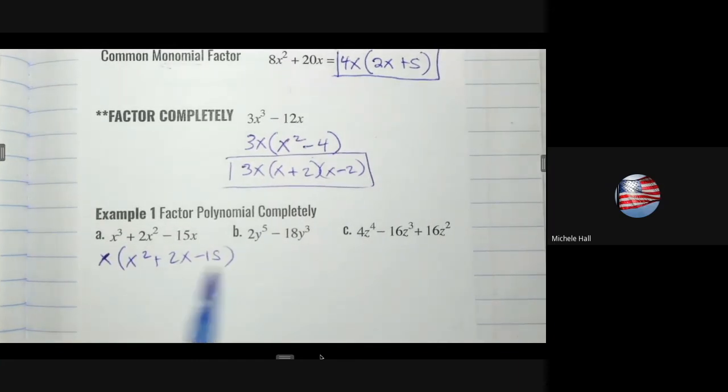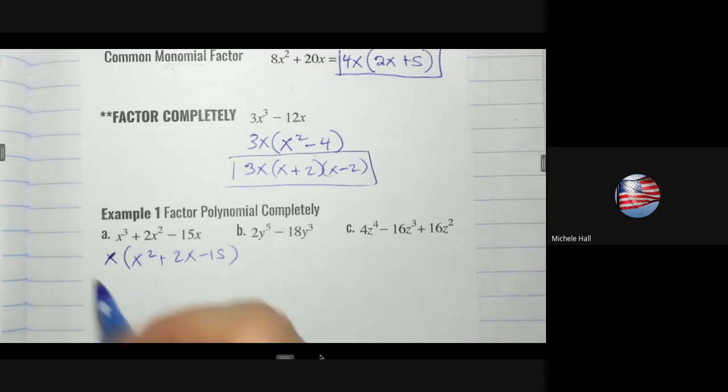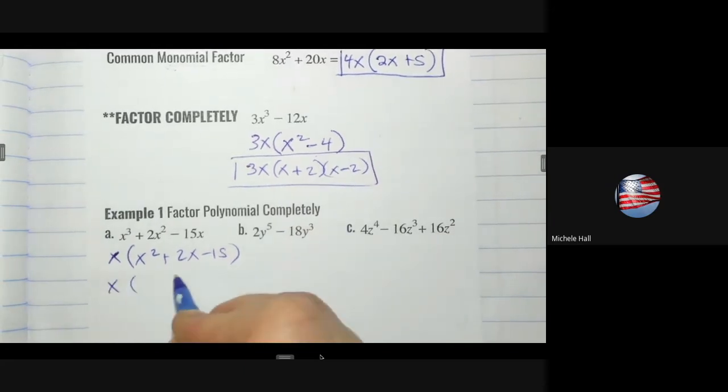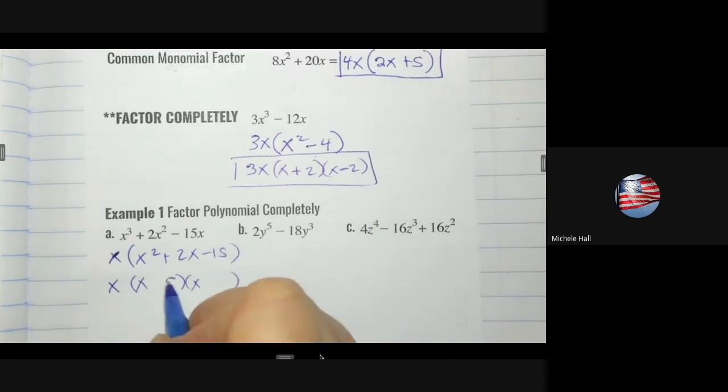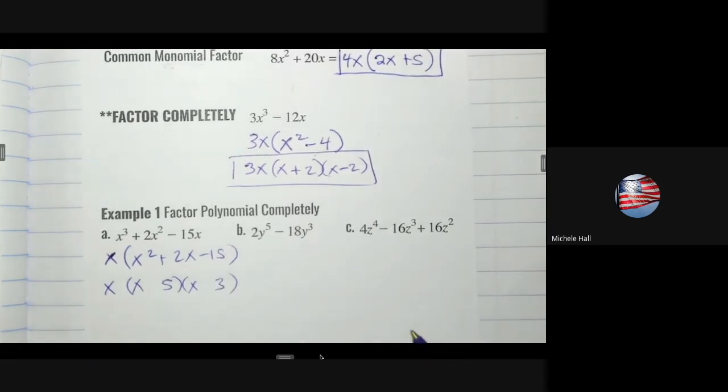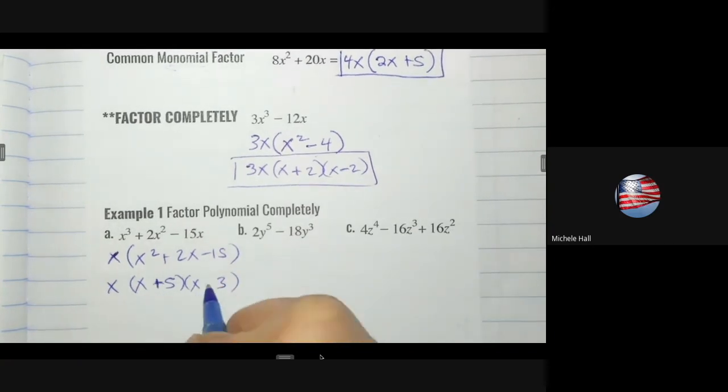Now I need to try factoring the quadratic that's here. X times x is x squared and we have 5 and 3. That multiply to 15, and I need a positive 2, so it would be positive 5 and negative 3.